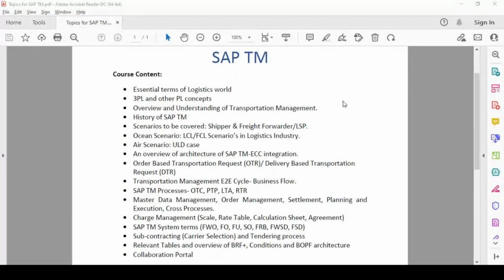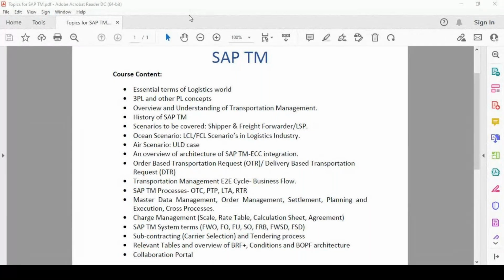As part of this, we'll only have around the starting 2 to 3 sessions close to a theoretical part. We'll be entirely focusing on the practical application of TM by getting into the system and creating the data over there. Apart from that, we'll be talking about two kinds of cases which are widely used in your TM space, which are your shipper scenario based cases and your LSP cases.